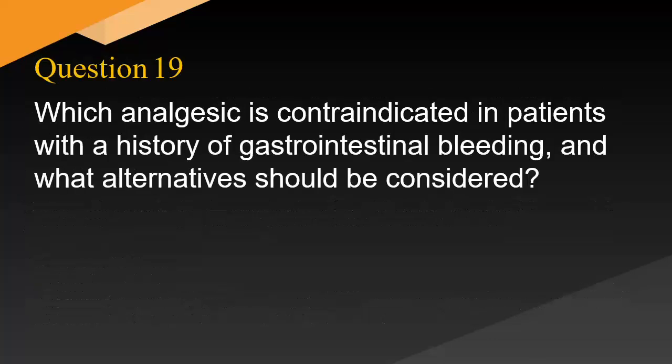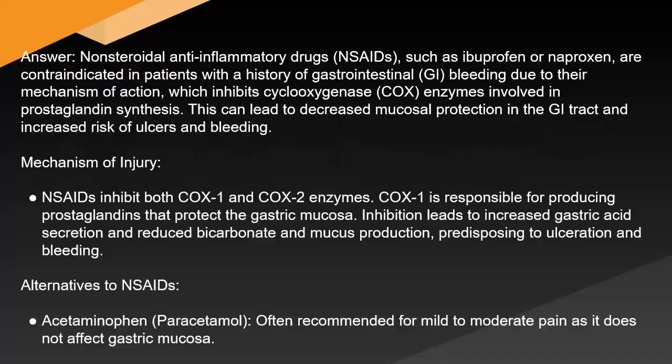Which analgesic is contraindicated in patients with a history of gastrointestinal bleeding, and what alternatives should be considered? Answer: nonsteroidal anti-inflammatory drugs, NSAIDs, such as ibuprofen or naproxen, are contraindicated in patients with a history of gastrointestinal bleeding due to their mechanism of action, which inhibits cyclooxygenase (COX) enzymes involved in prostaglandin synthesis. This can lead to decreased mucosal protection in the GI tract and increased risk of ulcers and bleeding.